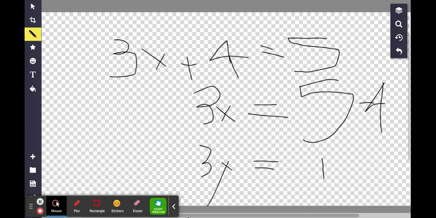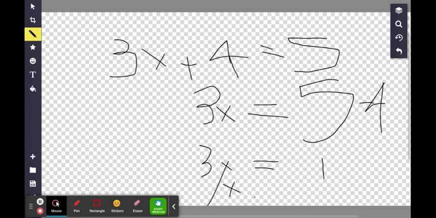So now, to isolate x, we have to get rid of the 3 here. So you have to divide 3x by 3. What do you think that is? Well, of course, that's x. 3x divided by 3 is x. And we have to apply the same thing to the other side. So what's 1 divided by 3?